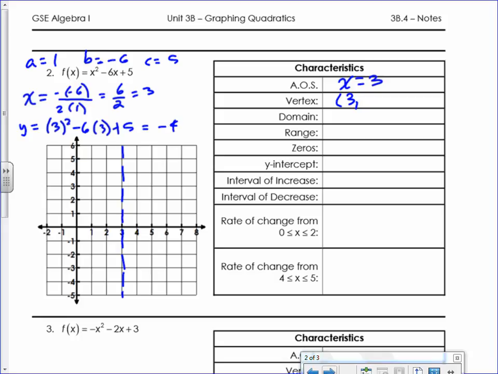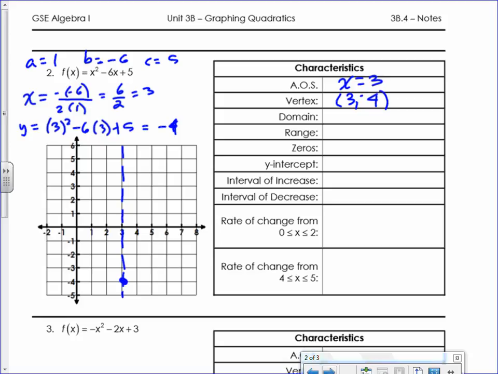So what does negative 4 represent, class? The y coordinate of what? The vertex. Incidentally, the vertex in this case is going to be a max or a min. It's a min. How do we know that? Because A is positive, which means the parabola opens which way? Upward. Awesome. It's an upward opening parabola. So now I know my vertex is at 3, negative 4, and I know it's going to go up.